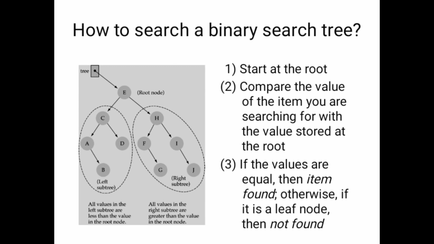If they are not equal, then again we have to follow two steps here. That is, we have to check whether the value we are searching for is greater than or less than the root. If it is less than the root, then you have to search only the left part or left subtree. If the value is greater than the root, you have to search the right part of the tree.